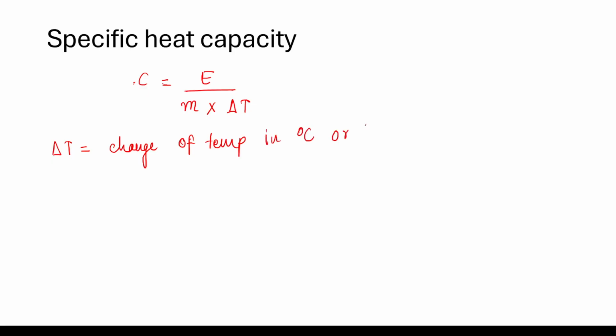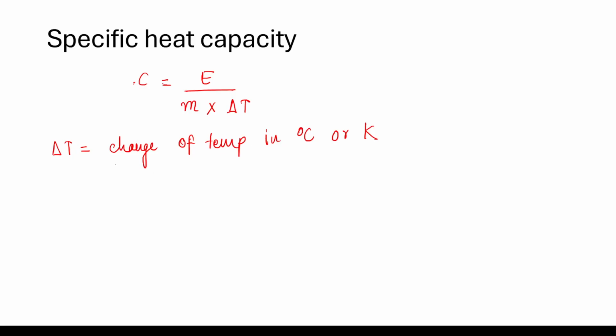Okay, let's continue that. So specific heat capacity is the energy required to change the temperature of 1 kg of a substance by 1 degree Celsius. So delta T is the change of temperature. Now, delta T here can be either in degrees Celsius or in Kelvin. It does not matter. It would be the same.